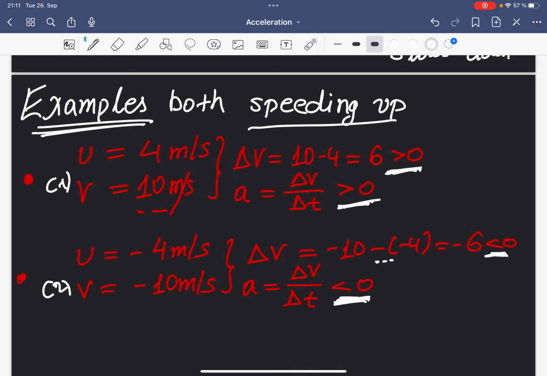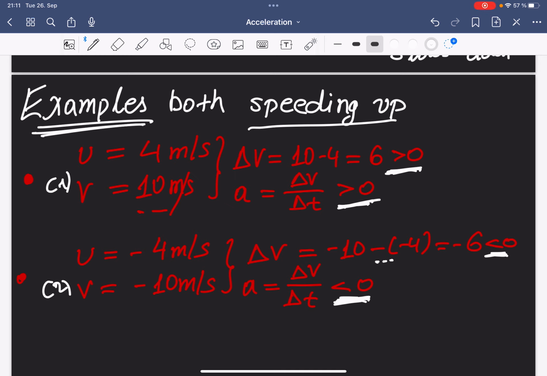Now, let's see two scenarios where the object will be slowing down. We start with an initial velocity of 4 meters per second and a final velocity of 2 meters per second. Delta V is going to be 2 minus 4, which gives us minus 2, and that's a negative delta V. Therefore, acceleration will also be negative. So, negative acceleration with positive velocities, this means that the object will slow down.